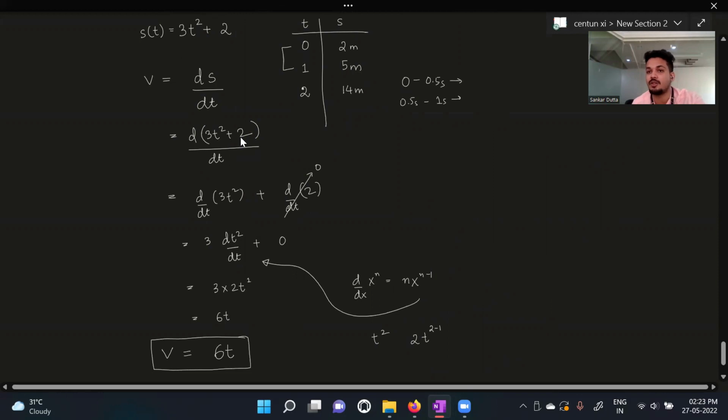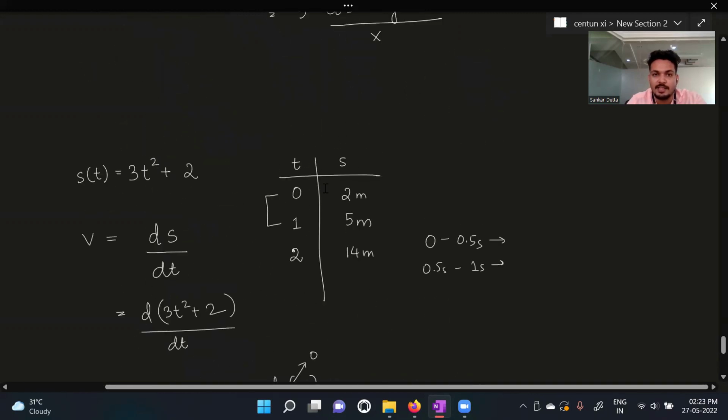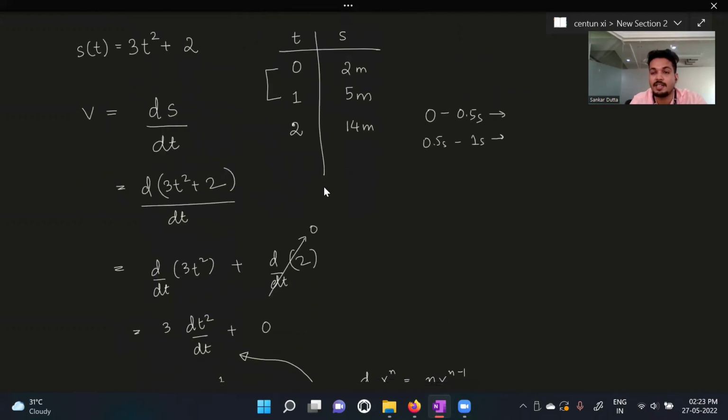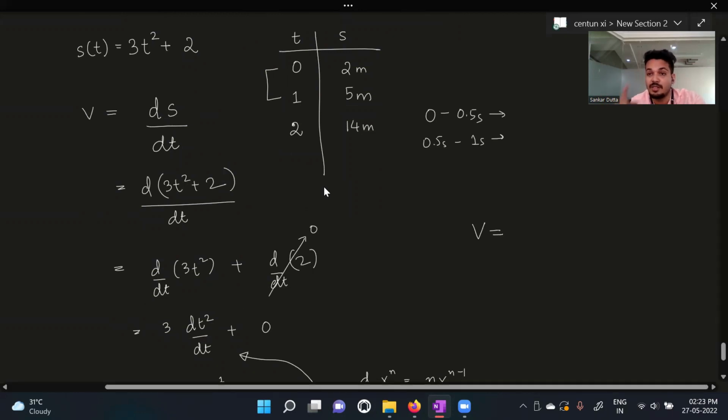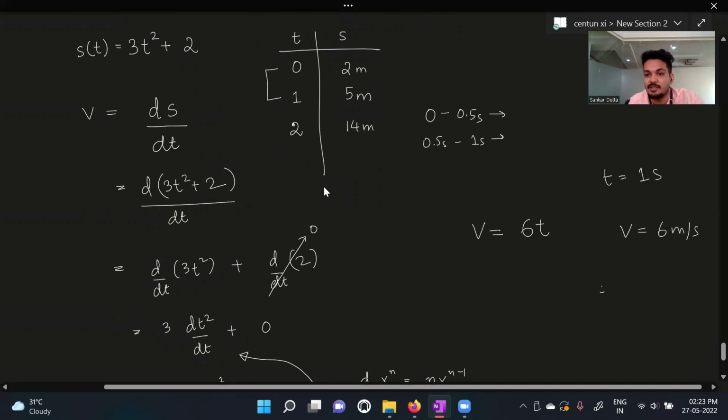So this is how you solve a problem. Now how will you answer this question? If the question asks you what is the velocity at t is equal to 1 second, what will you do? You know the variable velocity now. Variable velocity is 6t. So at t is equal to 1 second, v is equal to 6 meter per second. At t is equal to 2, what will be the velocity? 12 meter per second.